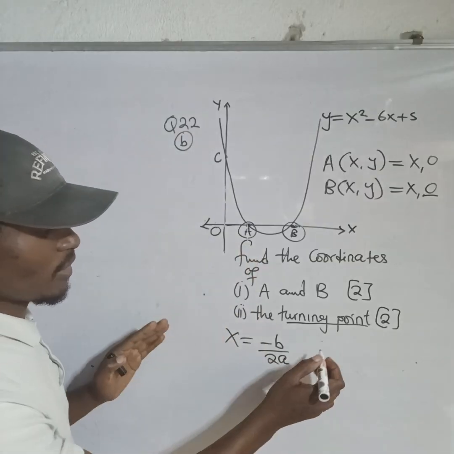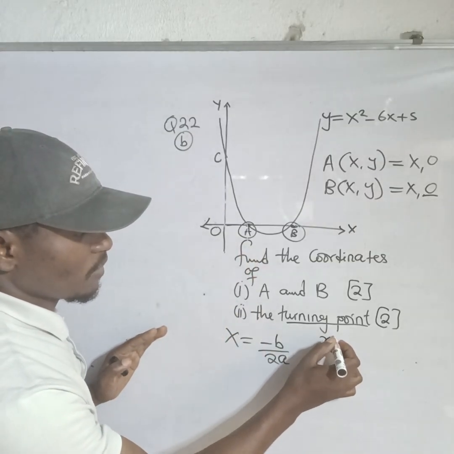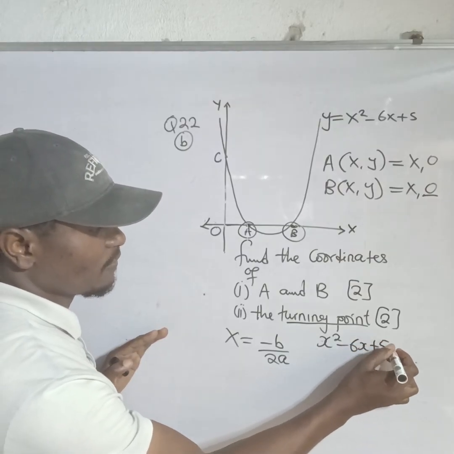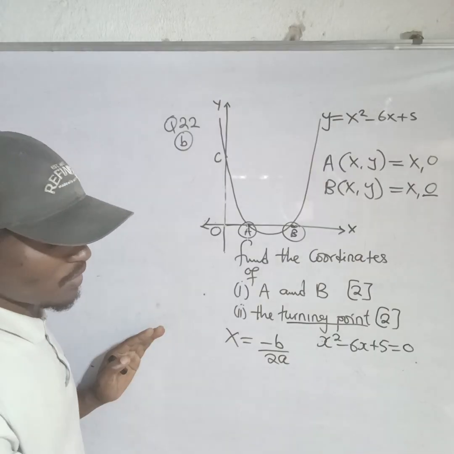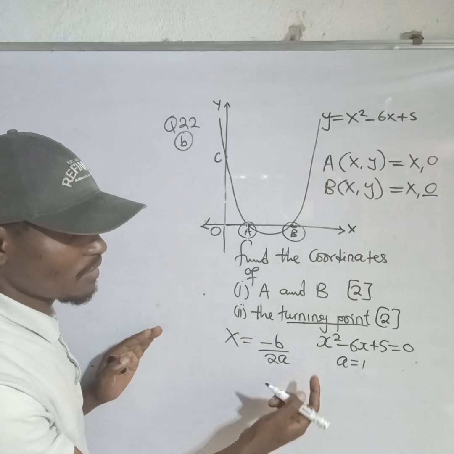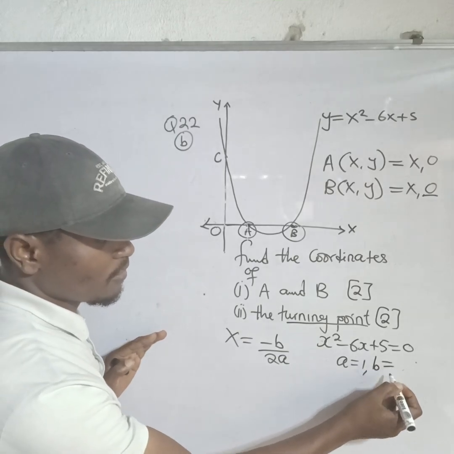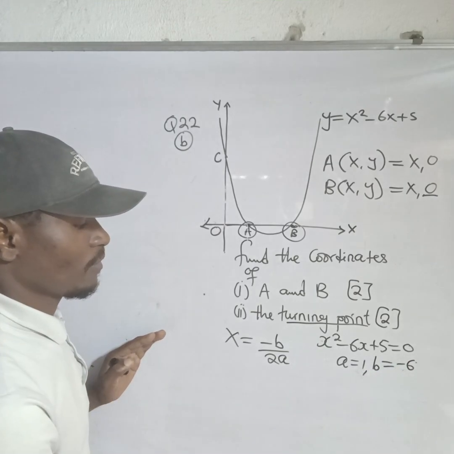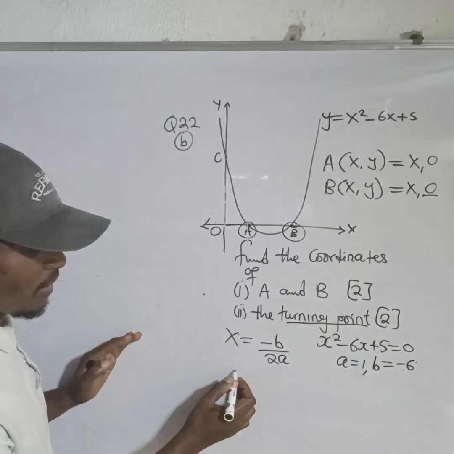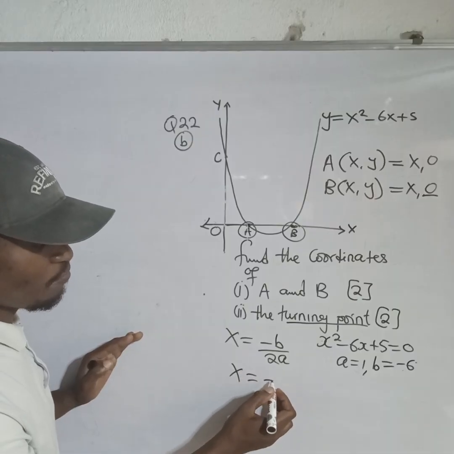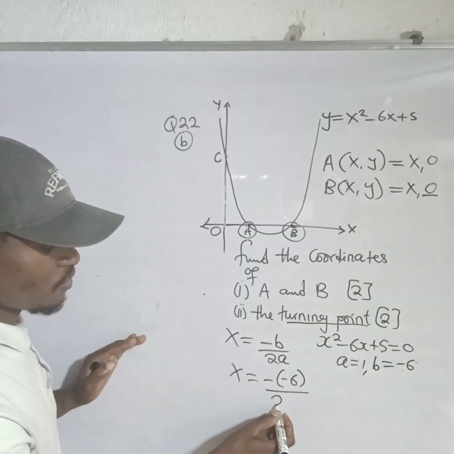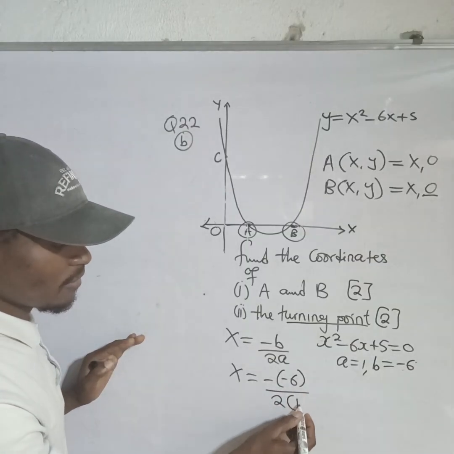From there, if you have a quadratic equation, x squared minus 6x plus 5 equals 0, you know that your a is just 1, the coefficient in front of x squared, and then your b is negative 6. There is no c needed here, so there is no need to determine what your c is. So my x is going to be negative b, which is negative 6, and then divided by 2 multiplied by a, and my a is just 1.